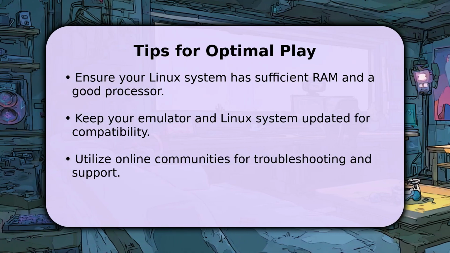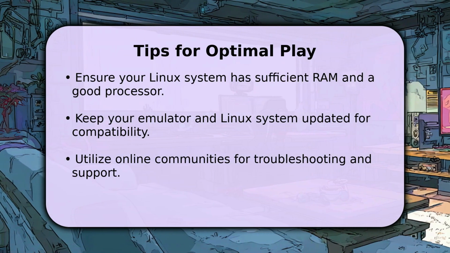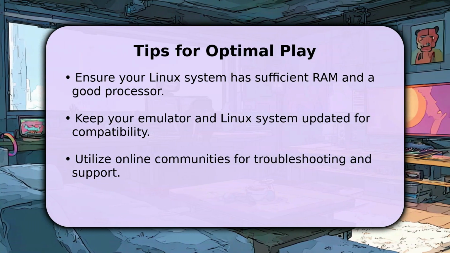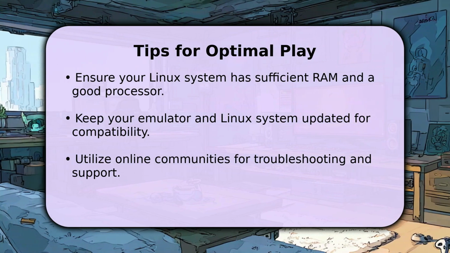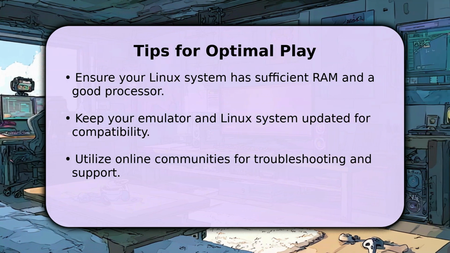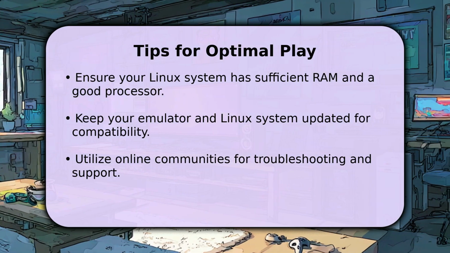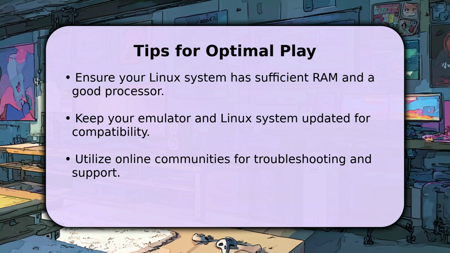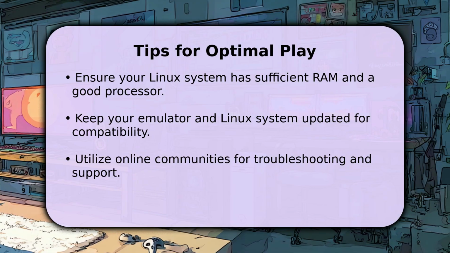For the best possible performance and a smooth gaming experience, always ensure your Linux system has plenty of RAM and a capable processor. These are key. Also, make sure to keep your chosen emulator or Android environment consistently updated for both security and the latest game compatibility. Remember, there's a huge and vibrant community online ready to help with specific troubleshooting, ensuring your Clash of Clans adventure on Linux remains truly enjoyable and seamlessly smooth.